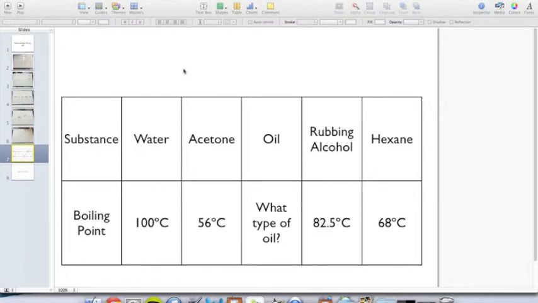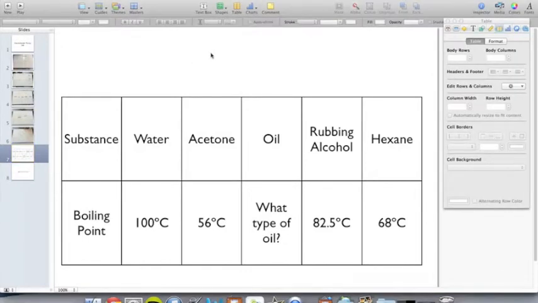Lastly, not exactly a test that we performed, but something that we looked up, was the boiling point of each substance in degrees Celsius. Water is the obvious one. Everybody knows that it's 100 degrees Celsius. Acetone was 56 degrees Celsius. Oil, we couldn't find because it was not specified what type of oil was used. There's many types of oil. There's vegetable oil, there's olive oil, there's baby oil, and they all don't exactly have the same boiling point, so that was just left blank. And then rubbing alcohol is 82.5 degrees Celsius, and hexane is 68 degrees Celsius.